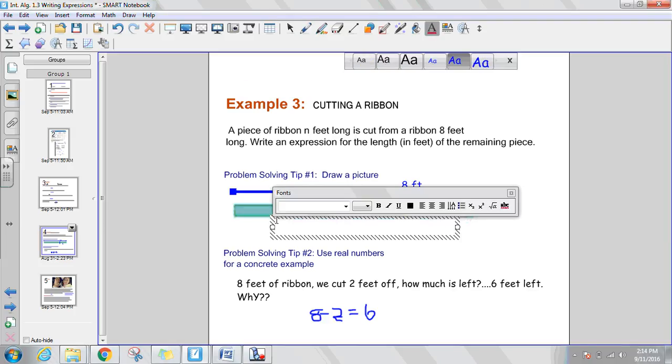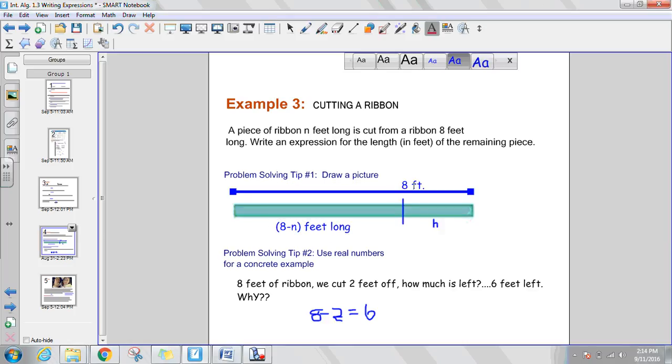So we're just going to write for the piece left over, it's 8 minus N feet long. And that's our answer. We took 8, we subtracted N, so the section left over is 8 minus N feet long. And that's as close as we can get to whatever that actual length is. Just plug in, substitute in a number for N.